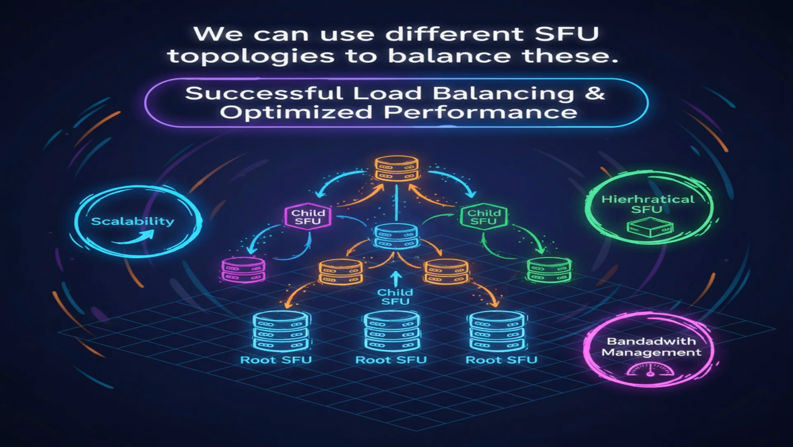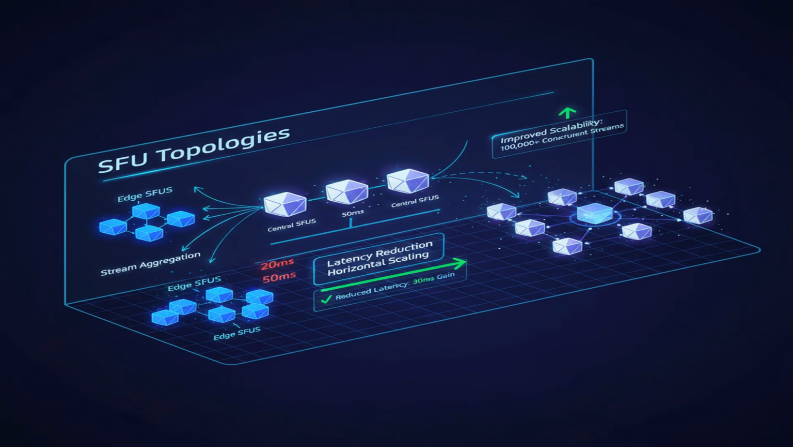Now that we've covered jitter buffers and packet loss mitigation, let's examine scaling strategies to support a large number of concurrent users. The key is understanding the trade-offs between client-side CPU usage and server-side bandwidth consumption. We can use different SFU topologies to balance these factors.